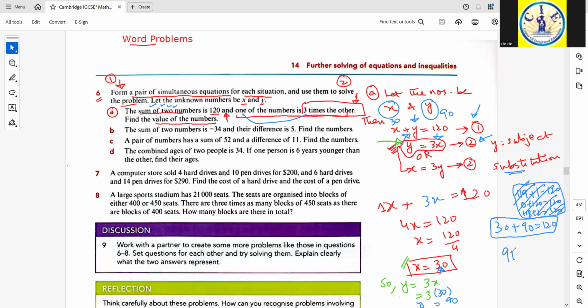That means 90, the second number, is obviously 3 times the first number, that is 3 times 30. So yes, the two required numbers which fulfill both of the given conditions are 30 and 90. The numbers are 30 and 90. So that completes the solution to part A.